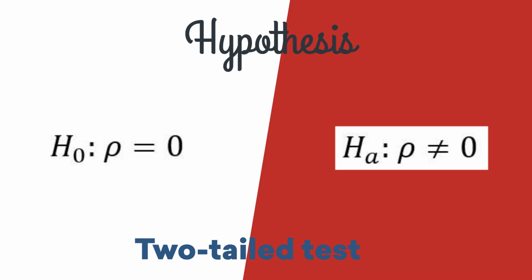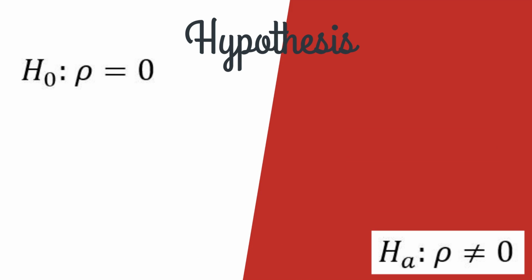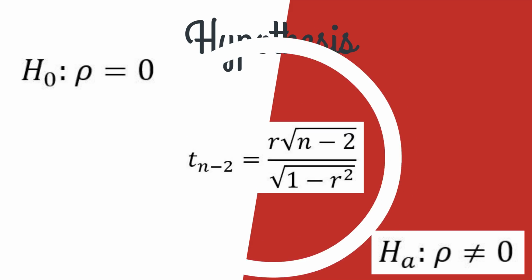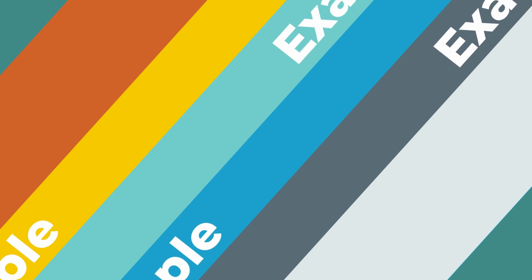As long as the two variables are distributed normally, we can test to determine whether the null hypothesis should be rejected using the sample correlation, or r. The test statistic is a t-test with n-2 degrees of freedom and is calculated as the sample correlation, or r, times the square root of n-2 divided by the square root of 1 minus r squared. Let's look at an example.